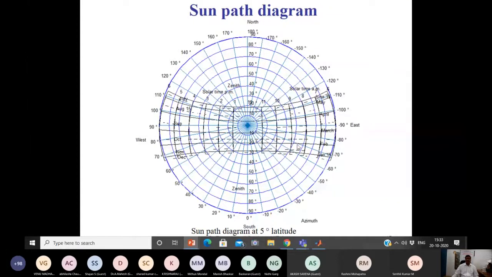For the total period of 1 year, two times the observer can feel the zero zenith angle. When will the zero zenith angle come? The zero zenith angle will come at noon time, exactly at solar noon.